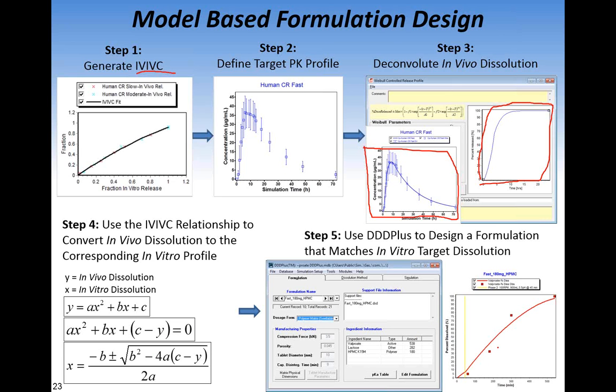And that's these red points here in this graph in the bottom right. Once we have that predicted in vitro target dissolution profile, we can then use DDDPlus to optimize our ingredient amounts to best fit that dissolution curve. And then that is going to be our optimal formulation, which we bring forward and test in an in vivo study to see if we hit our target. So that's the overview of what we're trying to accomplish here in this first step.